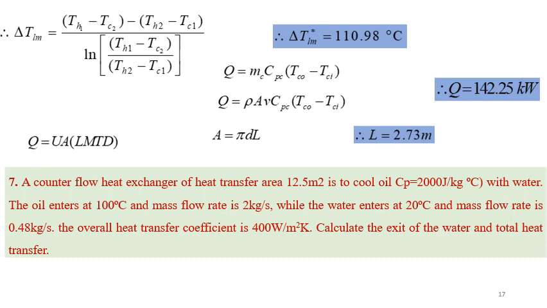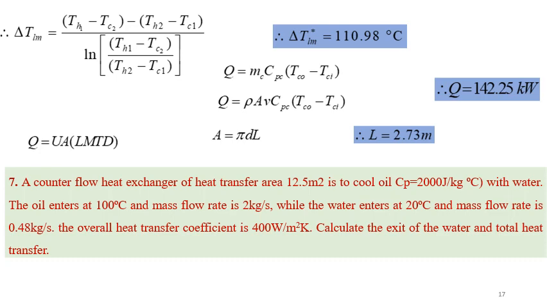So please note that this is a counterflow heat exchanger of heat transfer area 12.5 meter square to cool oil which is of Cp 2000 joule per kg degree centigrade with water. They have given the heat transfer area and the oil and water as two fluids, and the specific heat of oil is given. The oil enters at 100 degree centigrade and mass flow rate is also given, and water enters at 20 degree centigrade and its mass flow rate is given, and the overall heat transfer coefficient is 400.